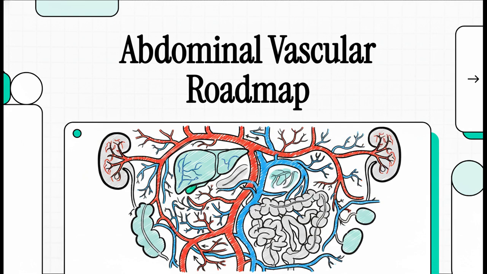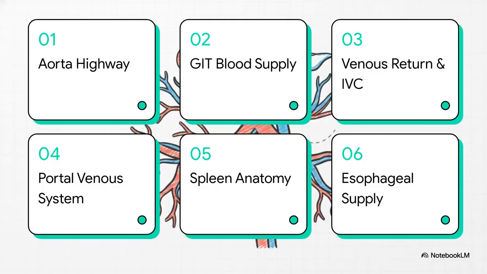We aren't just rattling off names here, we're building a true 3D spatial understanding that's going to save you at the testing center, and more importantly, in the operating room. To build a rock-solid mental scaffold, here's our roadmap for today. We'll hit the abdominal aorta highway, the blood supply of the gut, venous return, the portal system, the surgical anatomy of the spleen, and finally, the esophageal vascular supply.